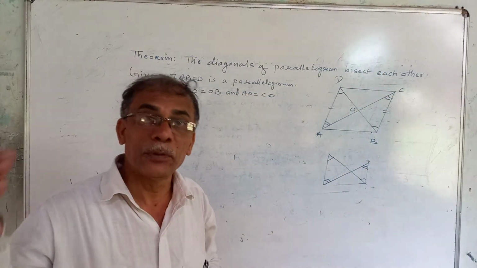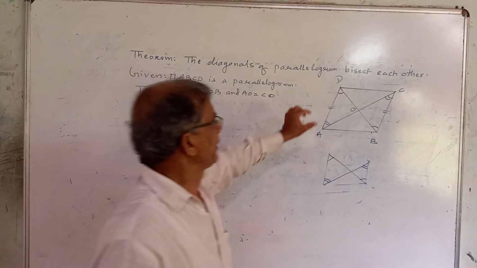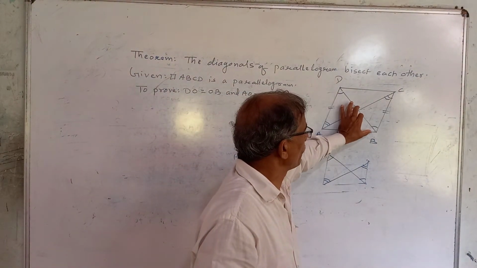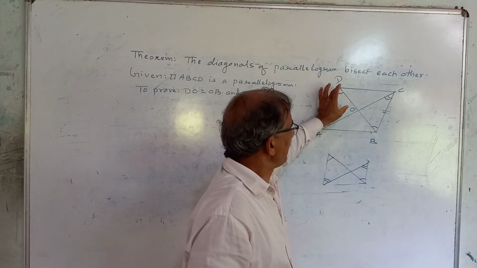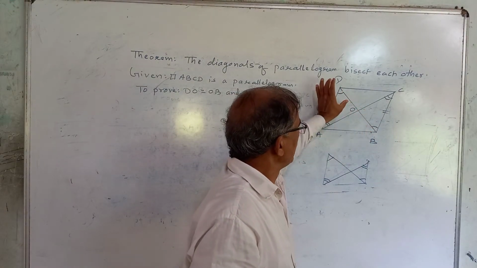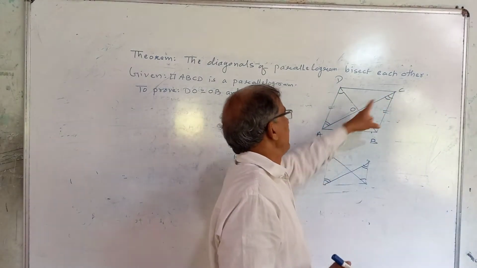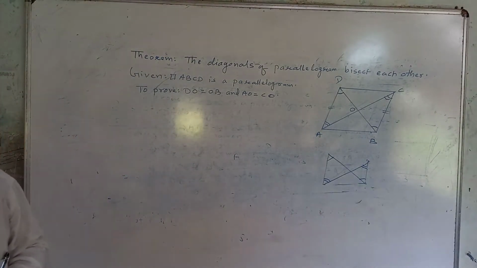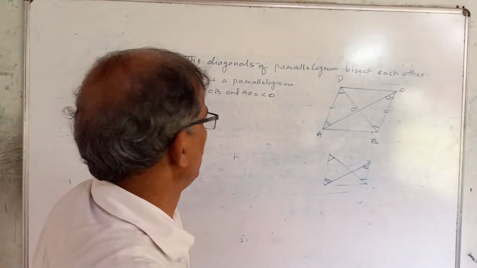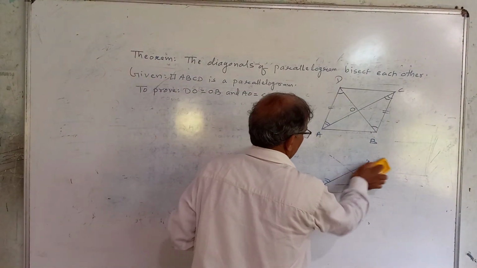And if two triangles are congruent, naturally corresponding parts will be congruent. That means this DO will correspond to DO. DO will be equal to OB. That means, this DO and OB, the two parts are formed by who? AC. That means AC bisects DB. So like that, we have to prove this theorem. Okay? So I shall write the theorem, or I shall prove the theorem.